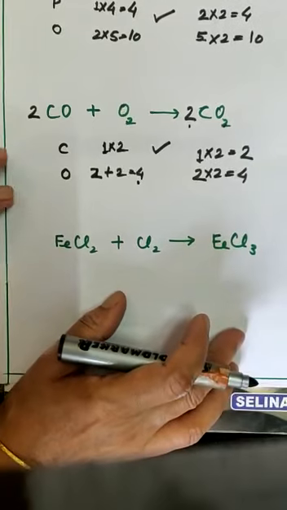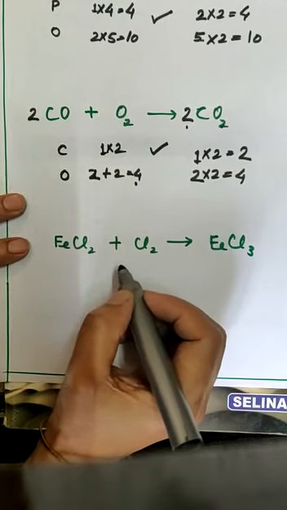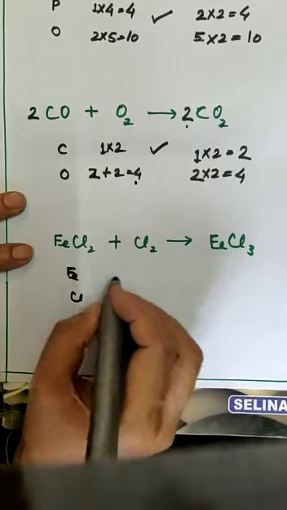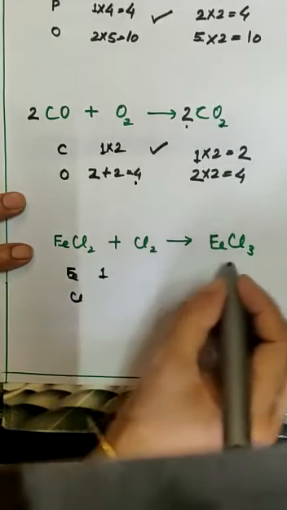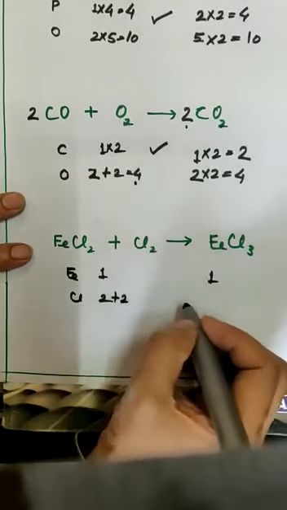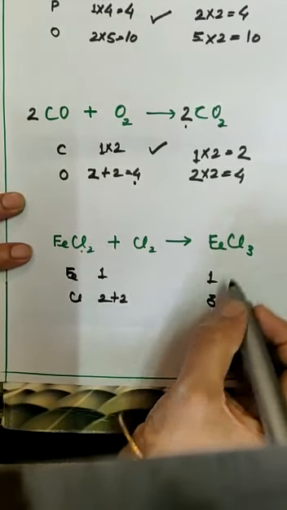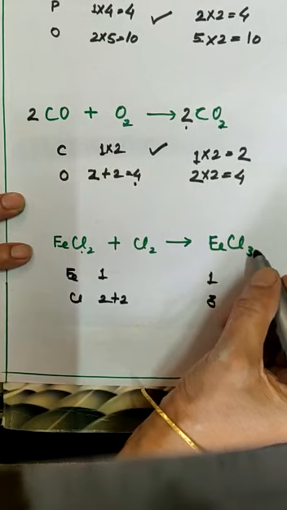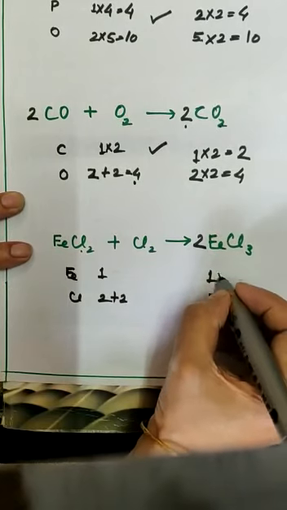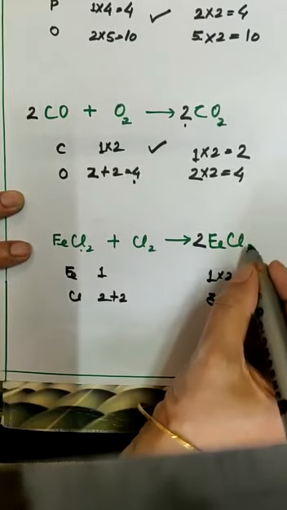Let's do one more practice. I am sure after this you will feel comfortable balancing on your own. Fe and Cl. Two elements over here. Fe is 1 this side and 1 this side as well. Chlorine is 2 plus 2, that is 4 this side, and this side is 3. So obviously we have to change 3 to an even number by writing 2 over here. So now it has become 2 for iron and 3 into 2, that is 6 for chlorine.